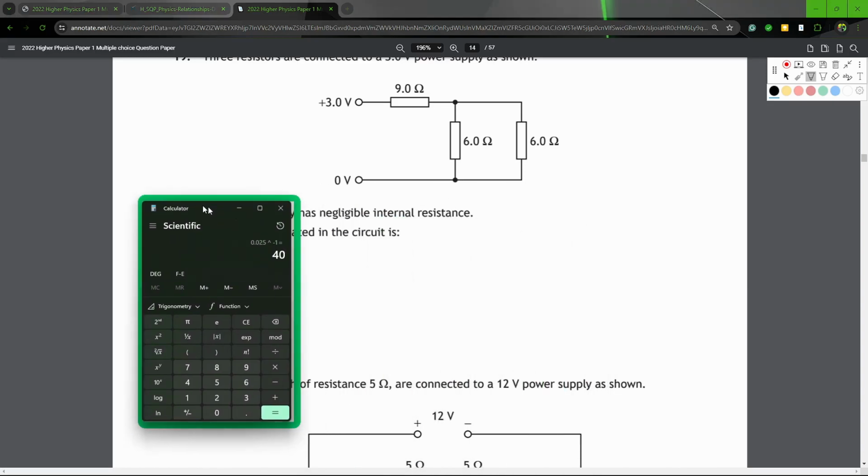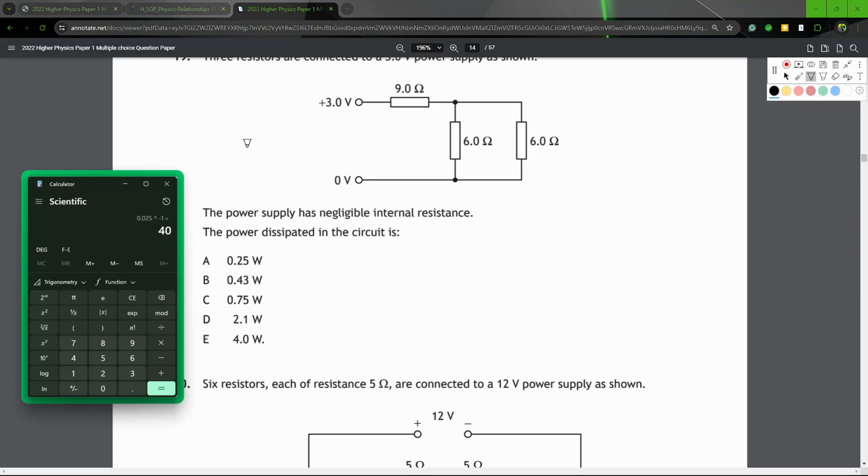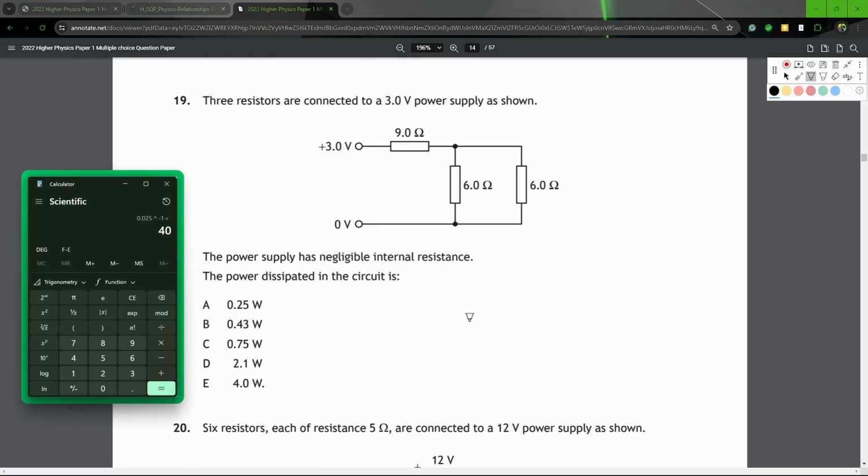Moving on to 19. 3 resistors are connected to a 3-volt power supply as shown, power supply's negligible internal resistance. Power dissipated in the circuit is what? So what we want to do here is basically combine all these resistors into one mega resistor, so then we can just calculate it easily.